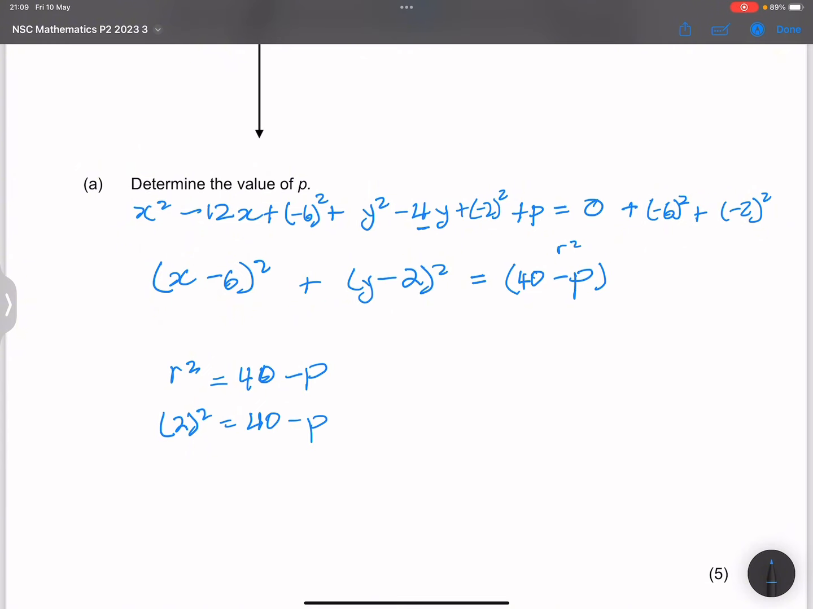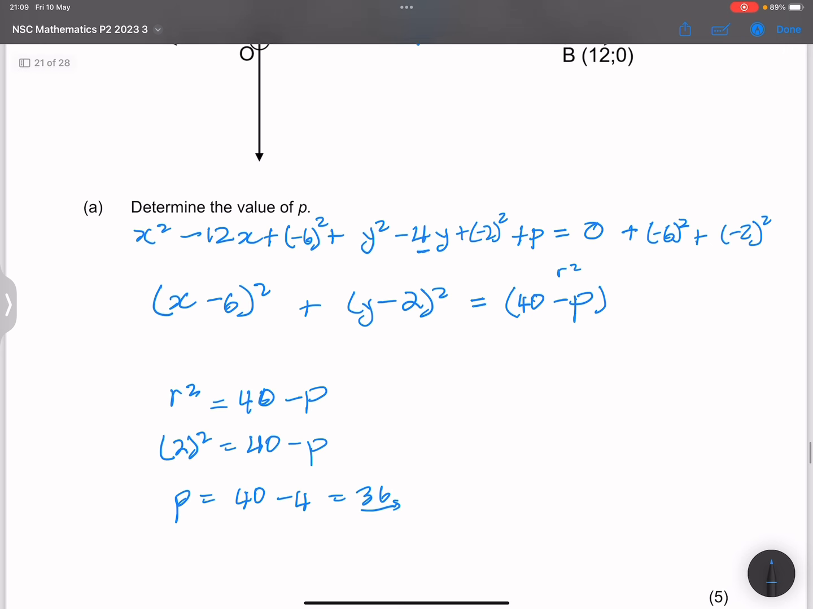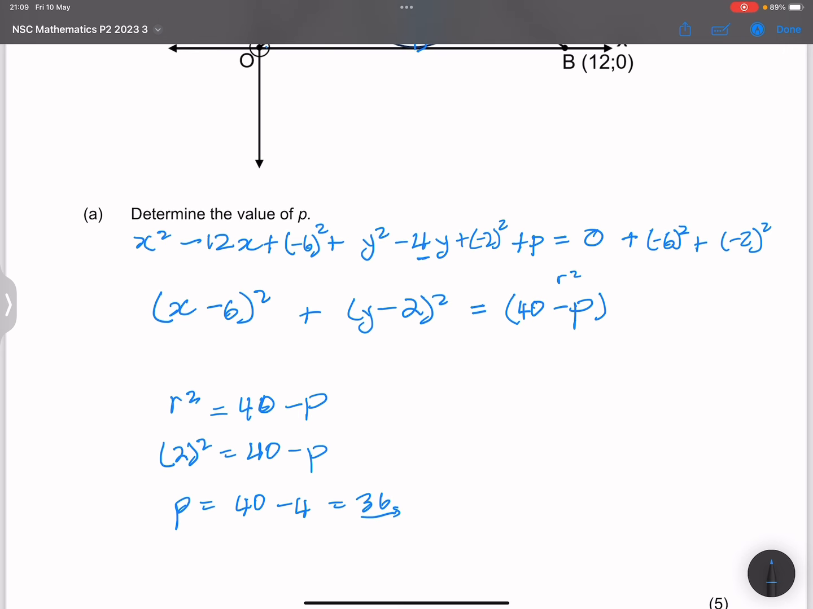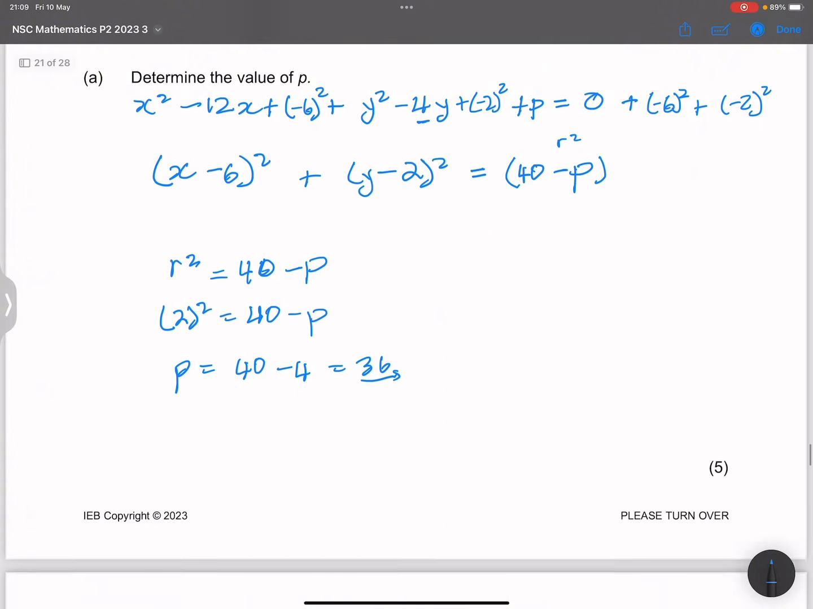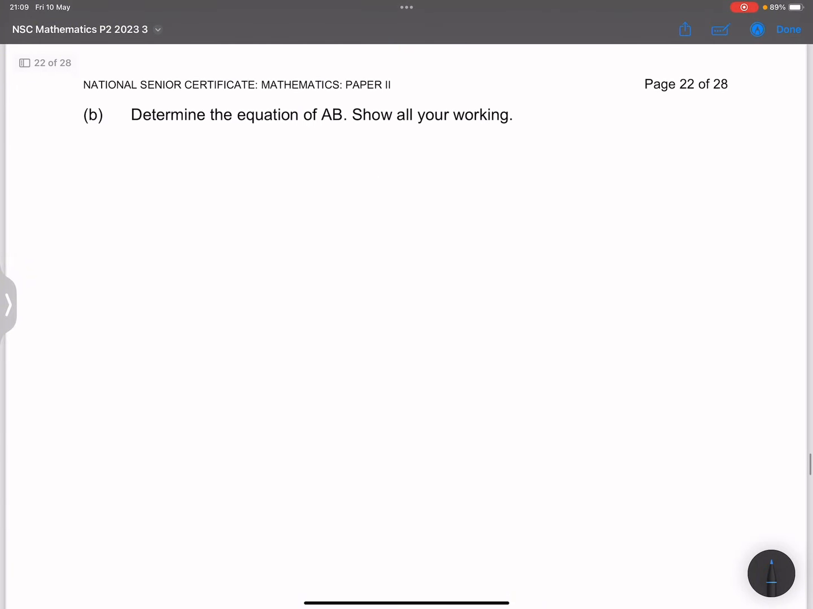So if we take the p to the other side, p would be 40 minus 4, which is 36. And so that is our value for P. Let's just make sure: r squared is 40 minus P, yeah, definitely P is equal to 36. All right, ladies and gents, that is essentially how we're going to solve that. Now let's go to the next question.